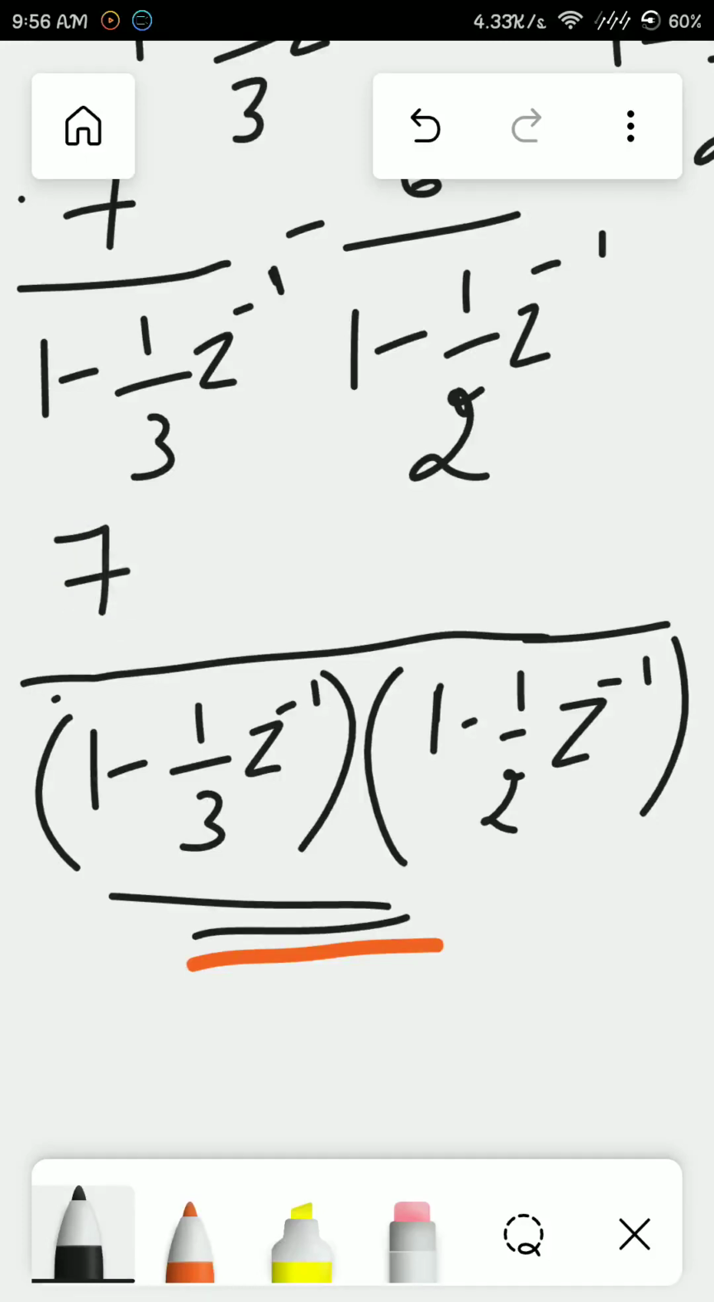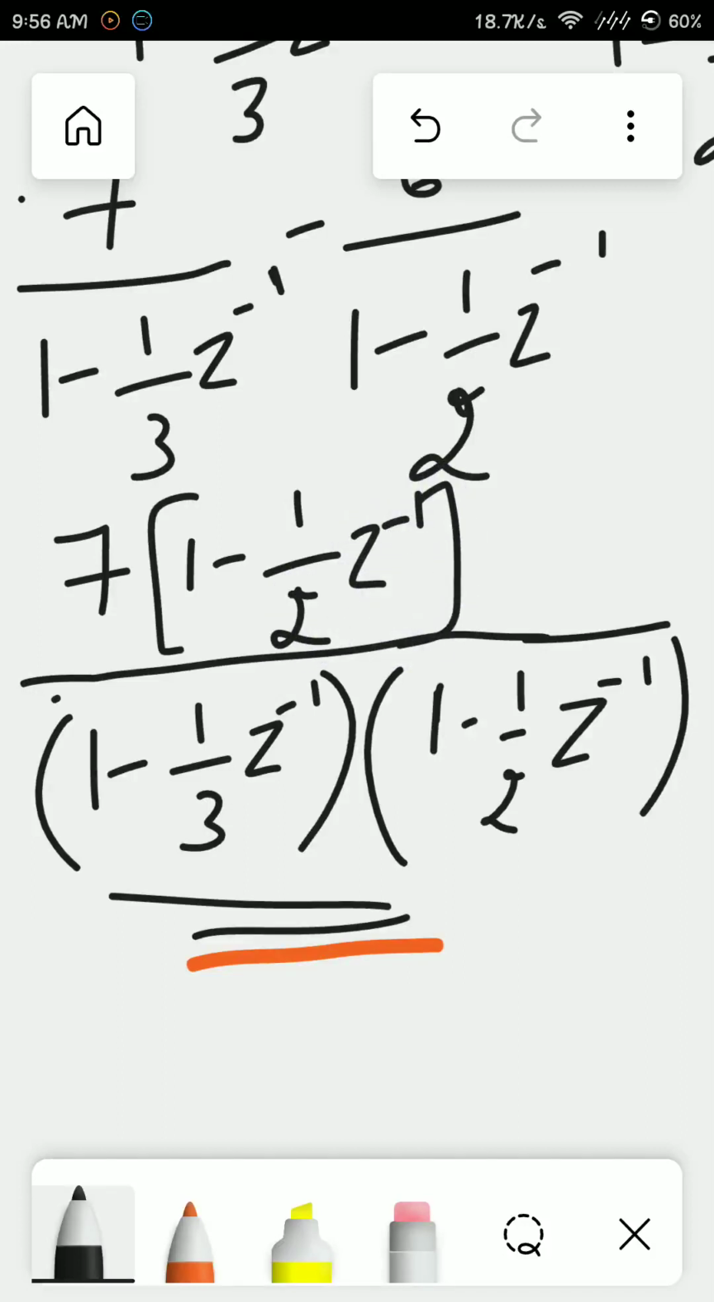Just a second guys, I'll do the process now. Let me multiply that, that is 7 into the 1 minus 1 by 2, that is the z inverse, right?